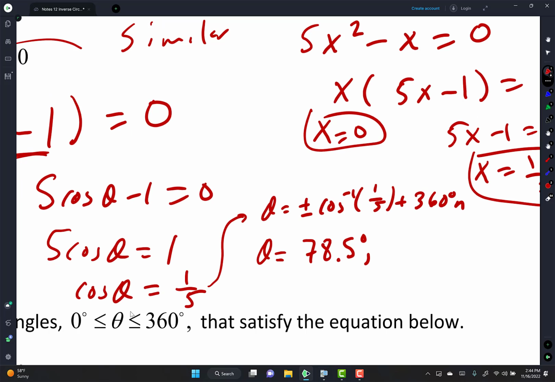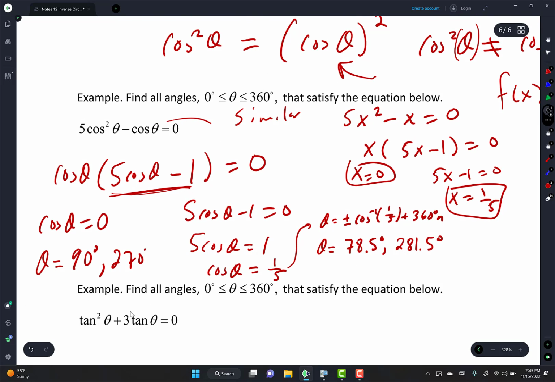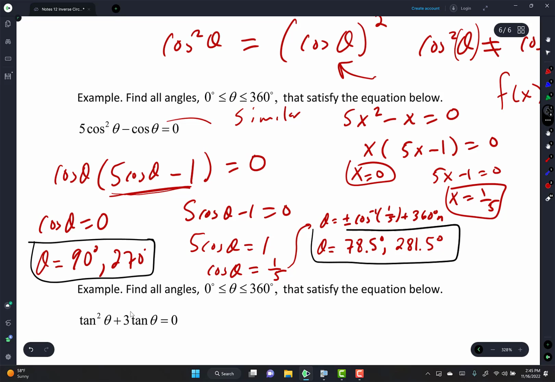281.5. 281.5 degrees. And I believe that's it because it's between 0 and 360. So here are your four answers. It is this two right here and these two.